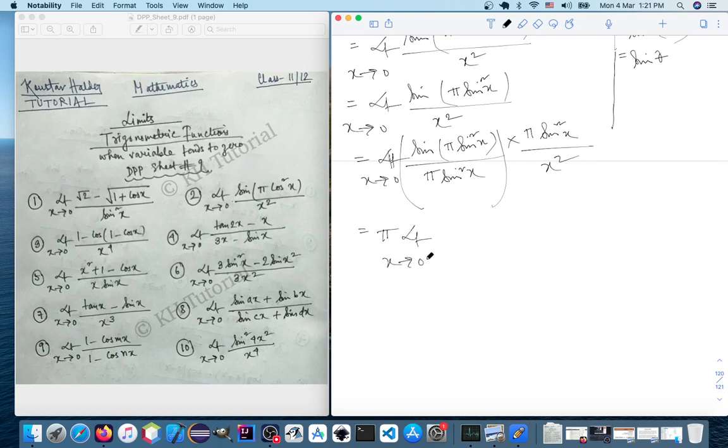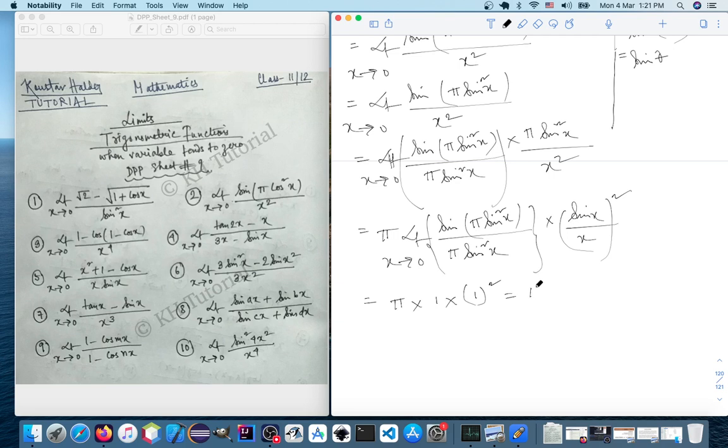and we have this as sine of pi sine square x divided by pi sine square x, and we have sin x by x whole square. So now we can apply the standard result, and we get 1 into 1 square equals pi. Pi is the answer.